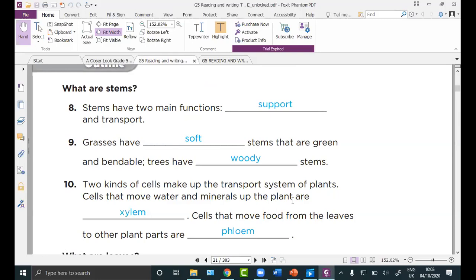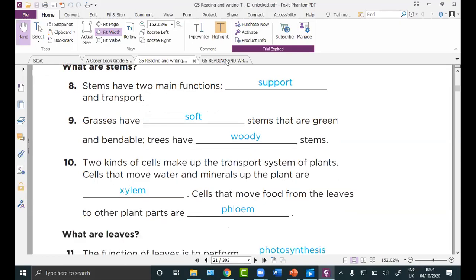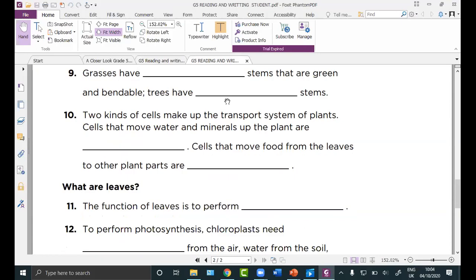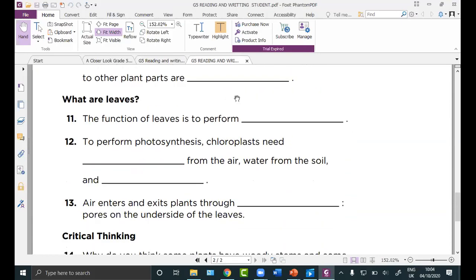Now check your answer. Ali Abbas, number 11. The function of leaves is to perform photosynthesis. Excellent, fine, we did well. Number 12. Thank you, Ali Abbas.